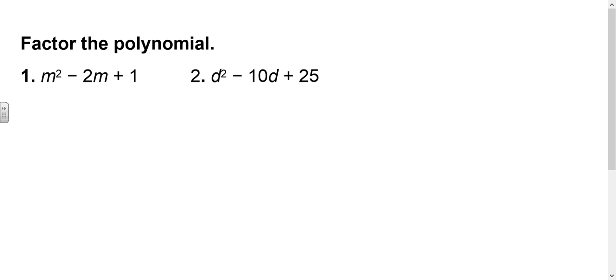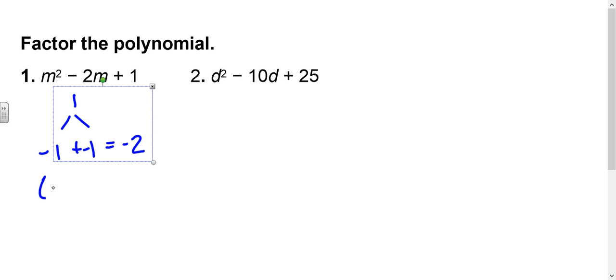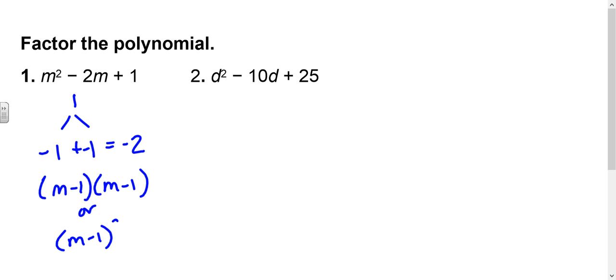All right, so we have numbers that multiply to be 1 and add to equal -2. So what do we know about our numbers then? Well, 1 would have to be positive 1 negative? Nope, that wouldn't work because then it would multiply to be a positive 1. So they're going to have to both be negative. So it's going to be -1 and -1. So m minus 1 times m minus 1, or m minus 1 squared.